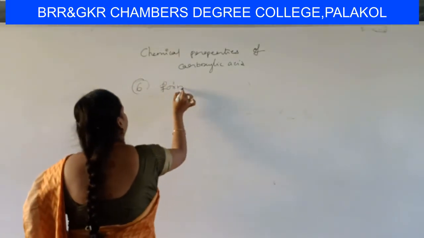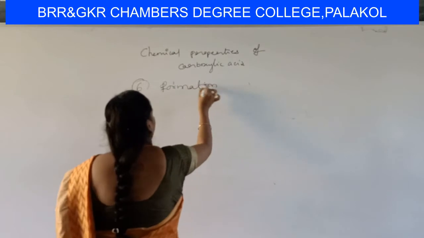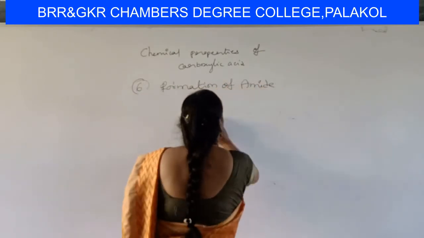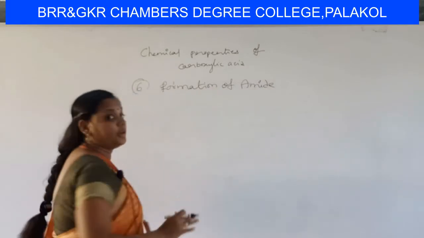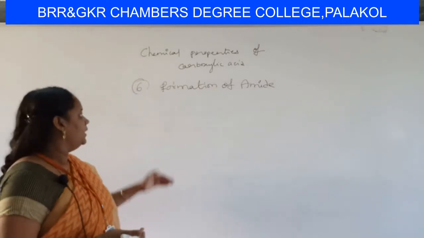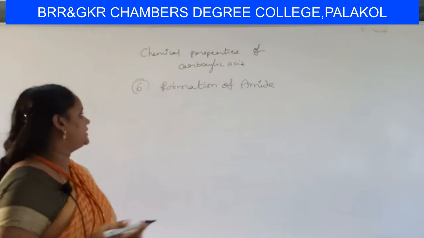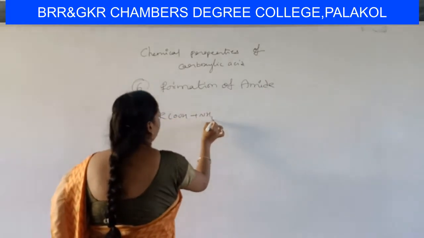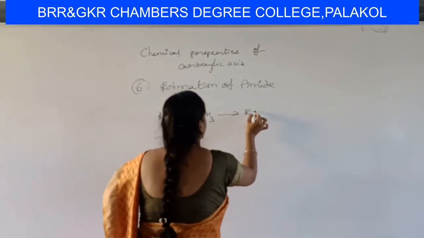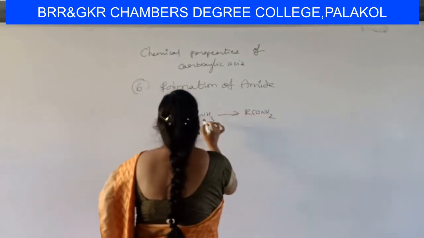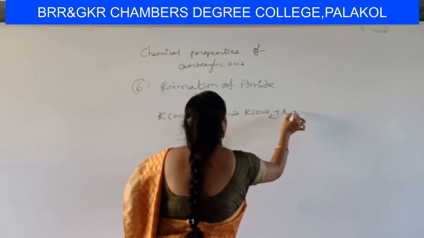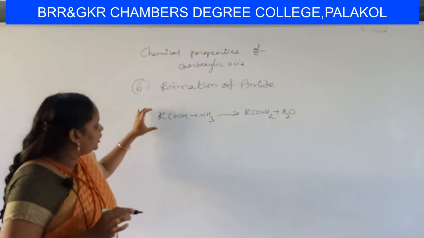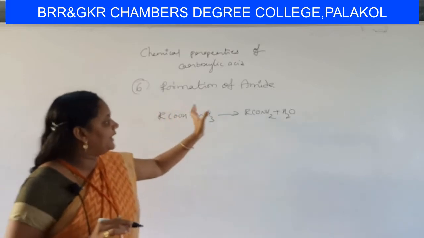Next. Next reaction: formation of amides. How will we form amides? For example, take carboxylic acid and treat it with ammonia. It results in RCONH2. The byproduct is H2O. So, if you treat it with ammonia, we will get amides.